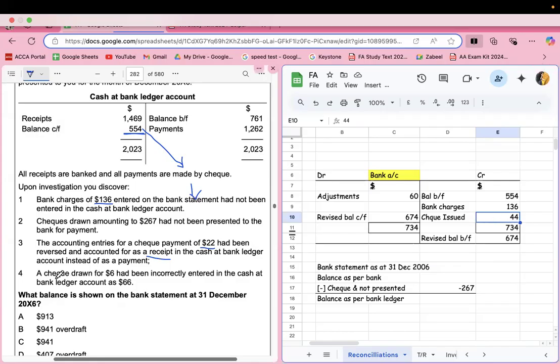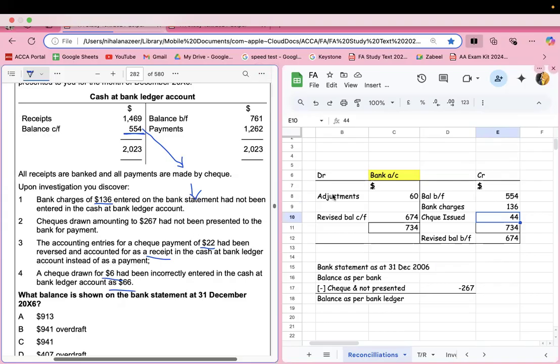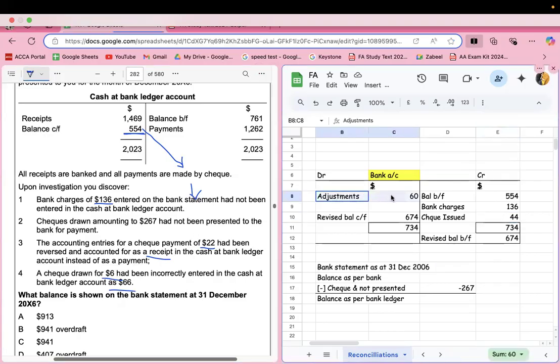The last one, a check drawn for 6 had been incorrectly entered in the cash book ledger as 66. So an error in the cash book account needs to be adjusted in the cash book itself. So what happened? They have deducted 66. That means on the credit side they have shown 66, but it should be 6, right? So it's 60 extra they have deducted. So you're going to add 60 to the debit side in order to adjust it. Clear? Okay. And then you're going to take the revised balance.